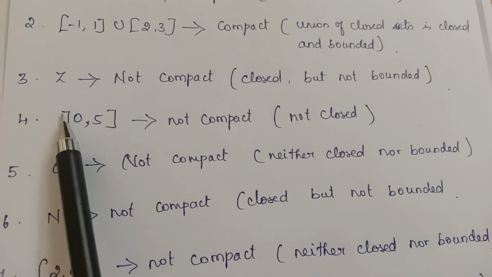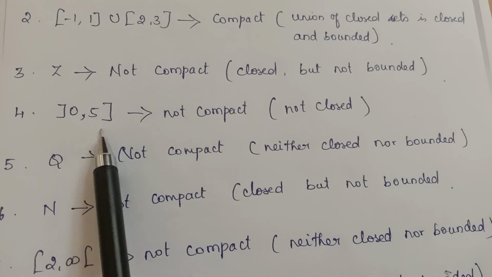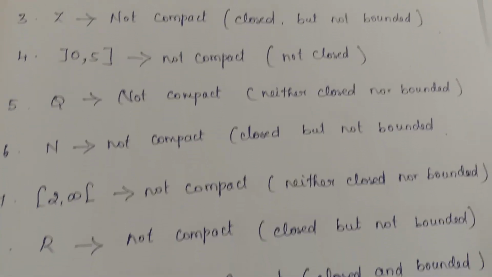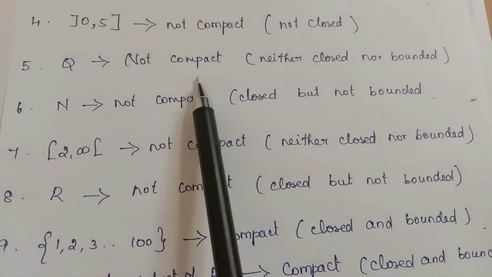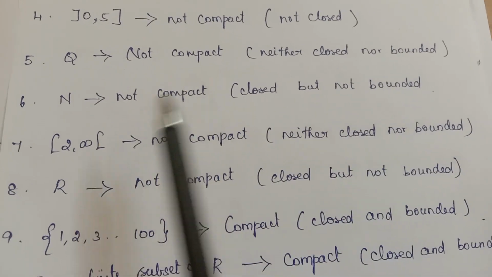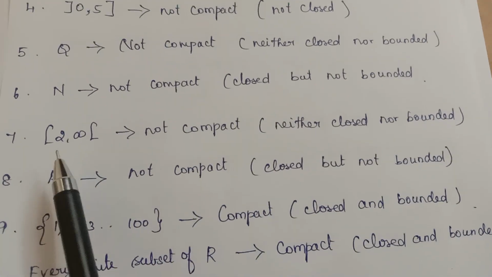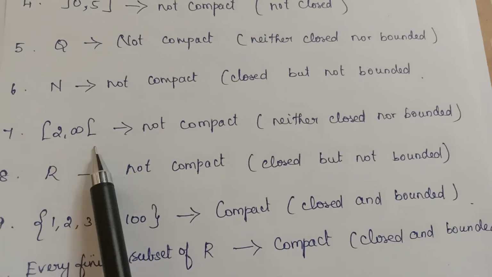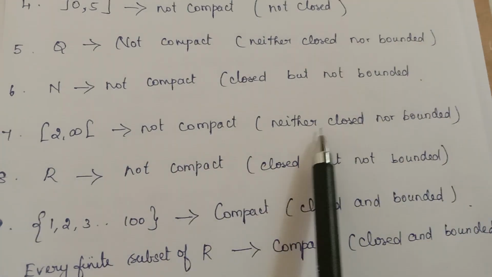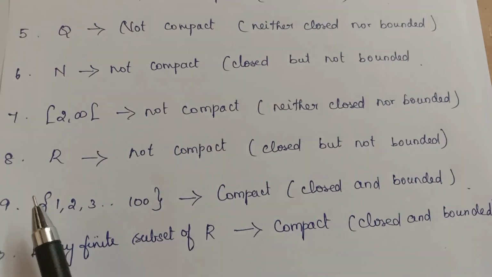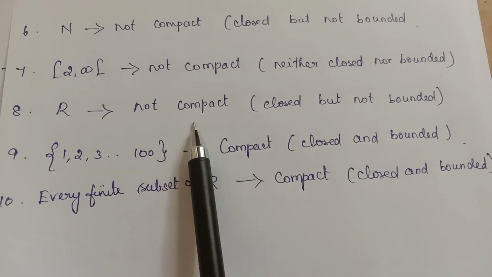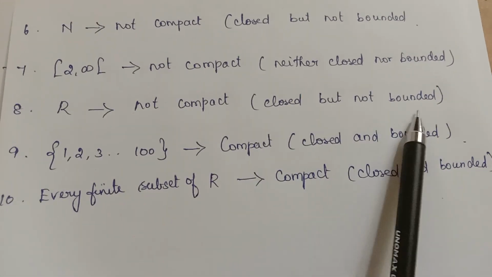Next one, this is a half open interval, open at 0, closed at 5. So this is not compact. Next, Q is also not compact because this is neither closed nor bounded. N is also not compact. This is closed but not bounded. Next, this is half open interval 2 to infinity. So this is neither closed nor bounded. Therefore, it is also not compact. R is also not compact because it is closed but not bounded.